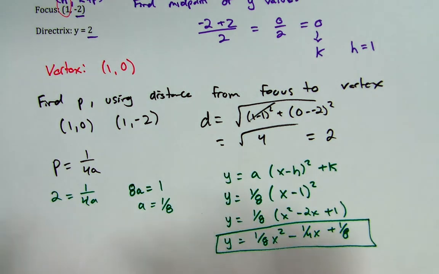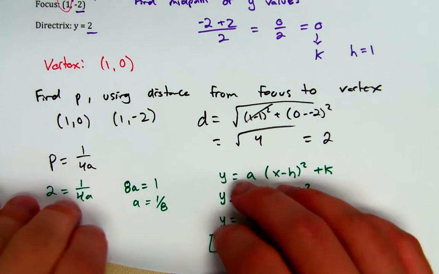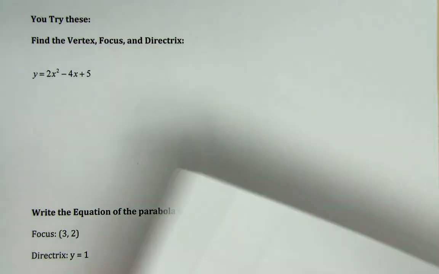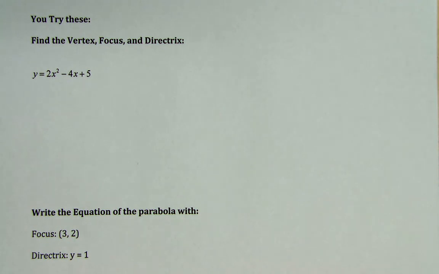Alright, so I know that's kind of a lot to do. Try to follow those notes and go ahead and try finding the vertex, focus, and directrix. Why don't you throw in the axis of symmetry there too? And then write the equation of the parabola here.